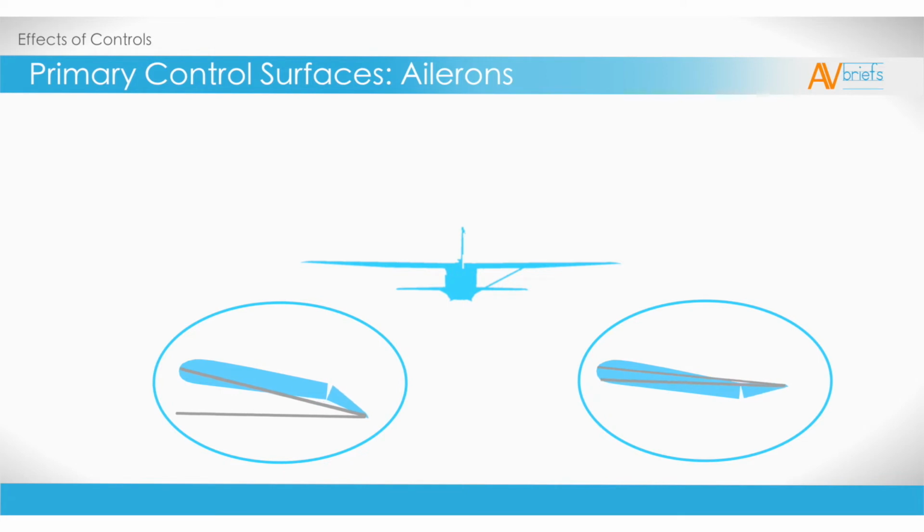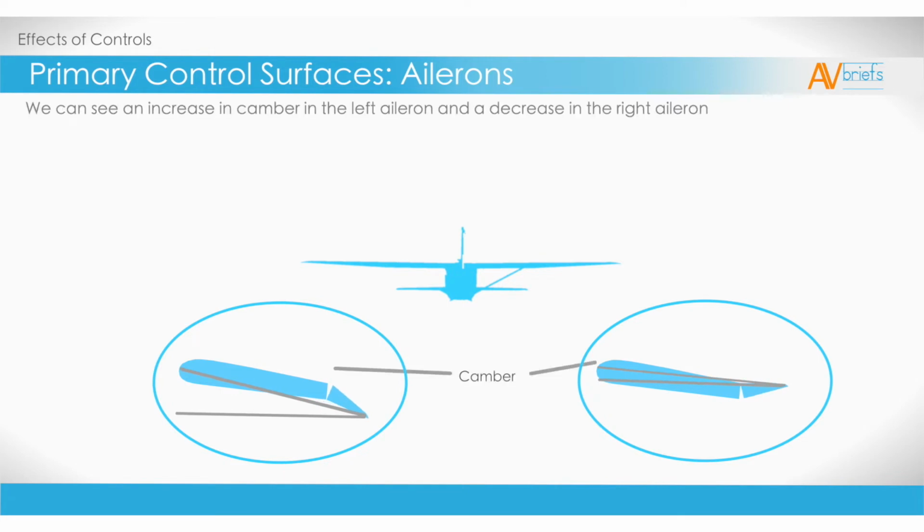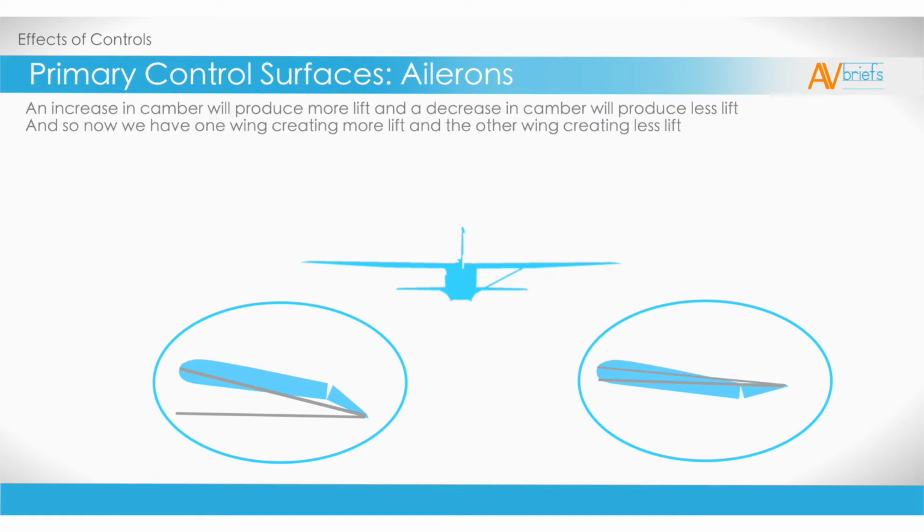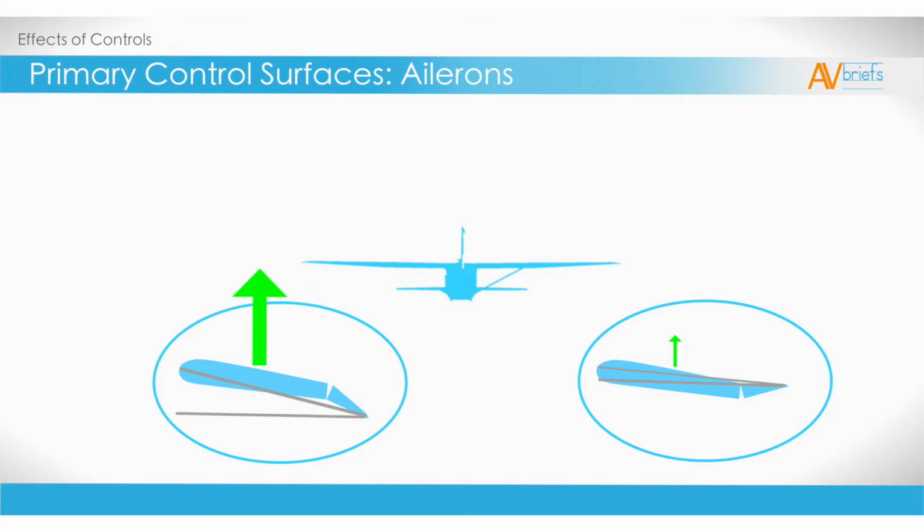You can see the left side aileron moving downwards, creating more camber. The right side aileron is moving upwards. This reduces the camber. An increase in camber will produce more lift and a decrease in camber will produce less lift. And so now, we have one wing creating more lift and the other wing creating less lift. The result from this will be the left wing lifting and the right wing dropping down.